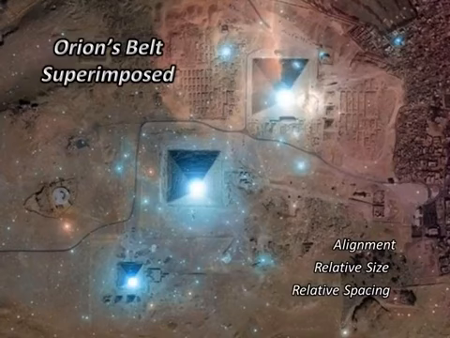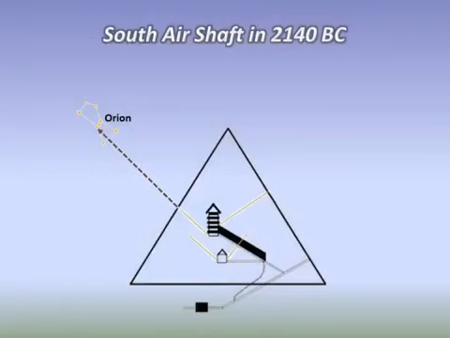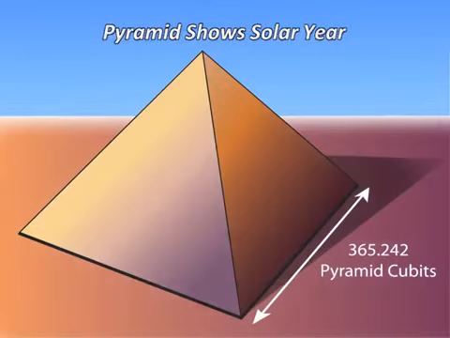And you can see it. Isn't that quite amazing? When we look at the south air shaft from the King's Chamber in 2140 BC, it points to Orion, and it points to the star that would be associated with the Great Pyramid. Is that a coincidence? Well, we find that this is one of the constellations mentioned in Job 38 when God said, who's going to know this? God. And it points to the exact location in Orion's belt.